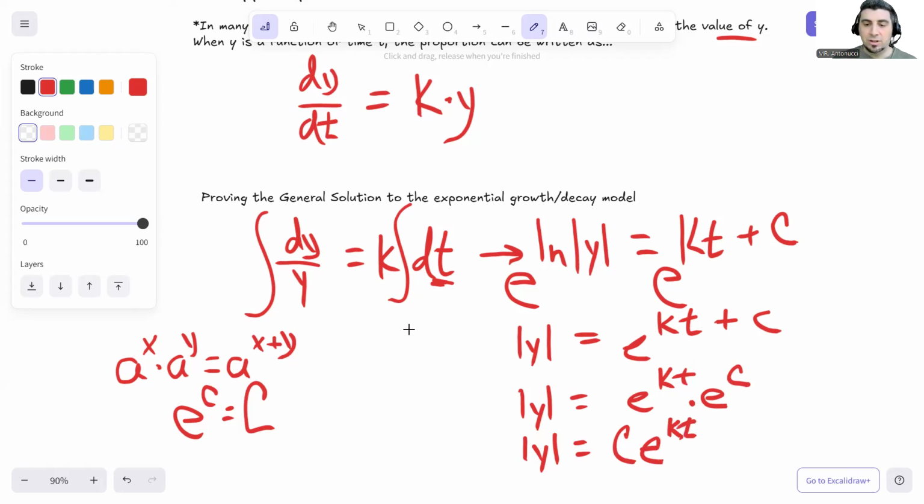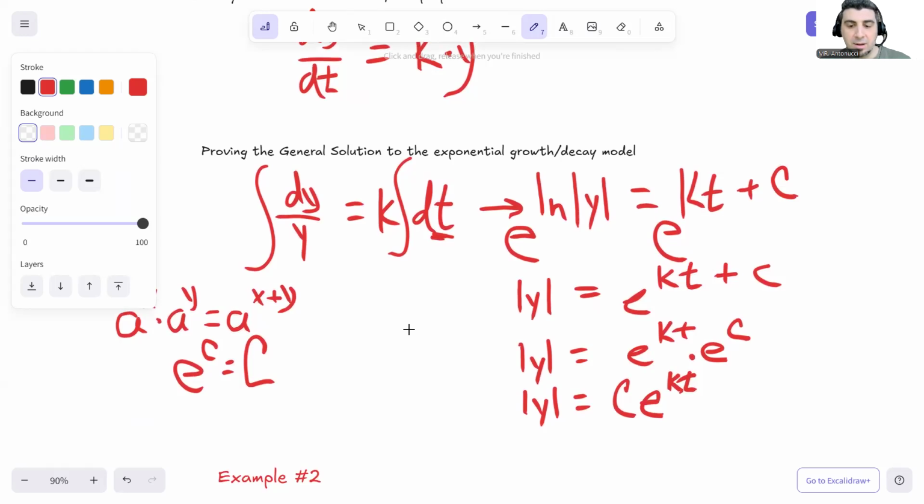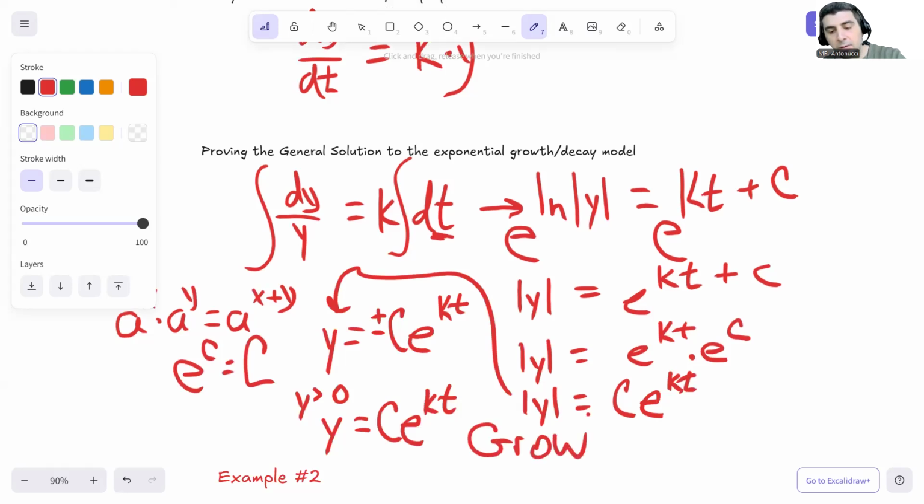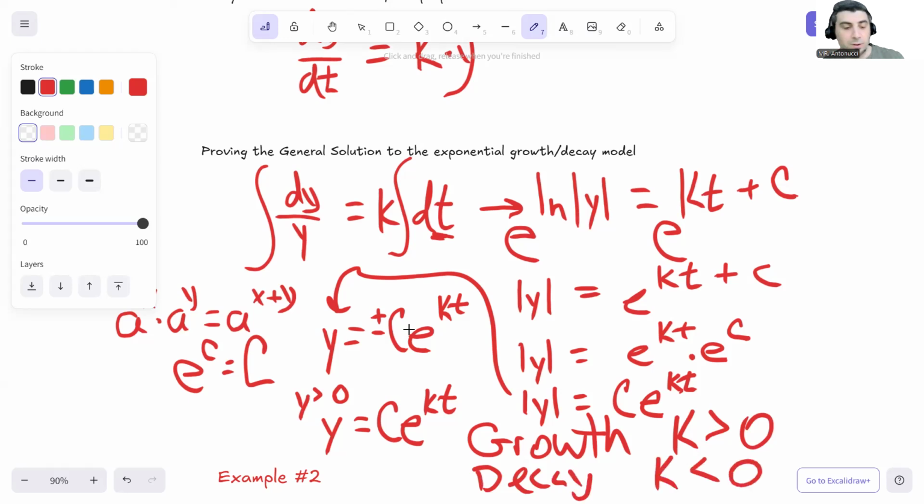Okay. Now, in most applied problems, y is going to be positive. And this is how we take care of the absolute value. Because if we take off the absolute value, y could have been positive or negative. So plus or minus ce to the kt. Now, if y is greater than 0, then you would have the exponential growth and decay model. y equals ce to the kt. Now, it's going to be growth for k greater than 0 and decay if k is less than 0.